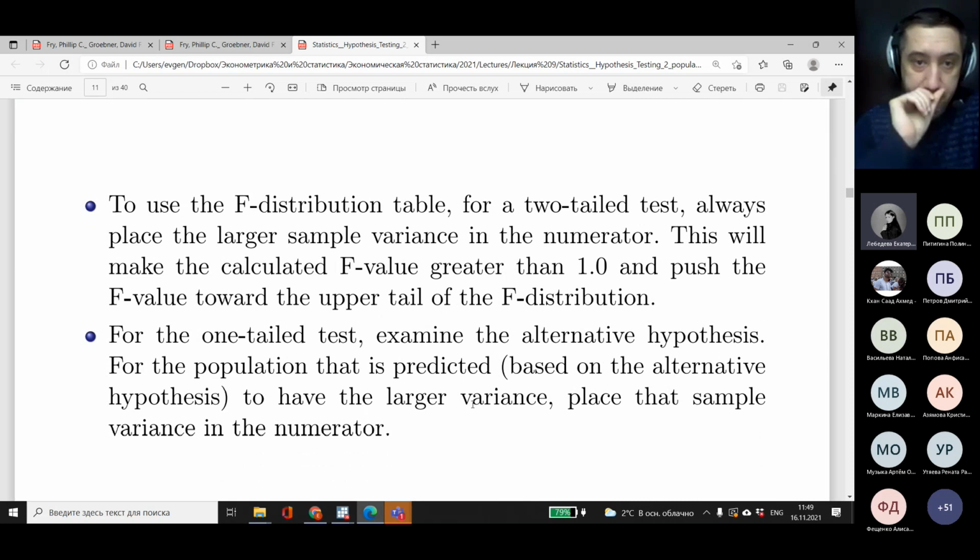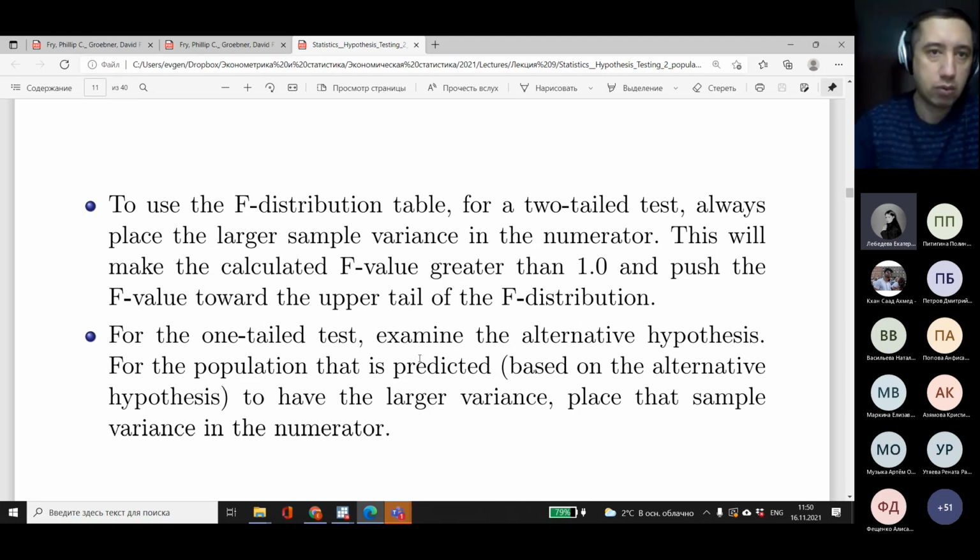Here we have one maybe a little bit complicated point. This point is about the F distribution table and whether you have to work with one F value or two F values. First, my recommendation: it's better to put the larger variance in the numerator and the smaller variance in the denominator. In this case, your F statistic will be greater than 1, and it should push the F value towards the upper tail of the F distribution.